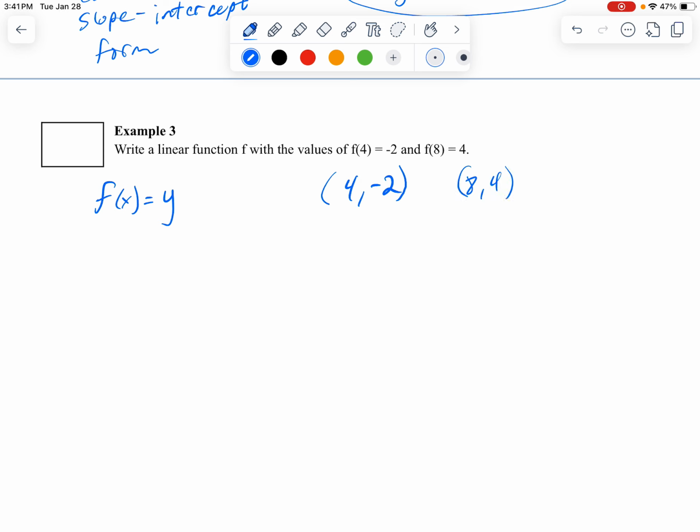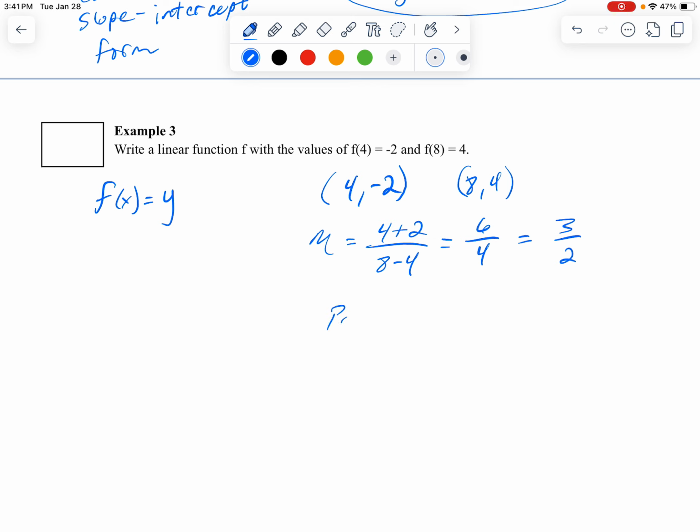So we can go through the same process. I just need the slope and I need one of my points. Doesn't matter which one we use. We will end up with the same graph. We can take the same information away from this. So let's find our slope. Since I've got points, I always find it easiest to just do y2 minus y1 over x2 minus x1. So slope, 4 minus negative 2, or 4 plus 2, over 8 minus 4, which is 6 over 4, which is 3 over 2. So my slope is 3 over 2.